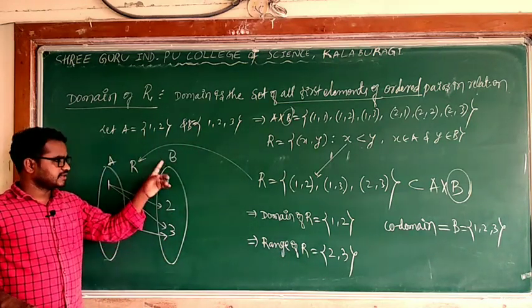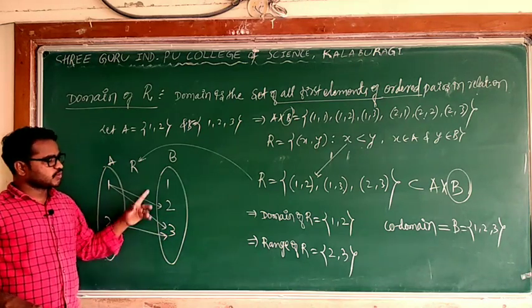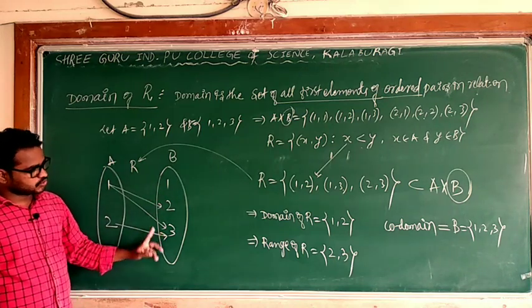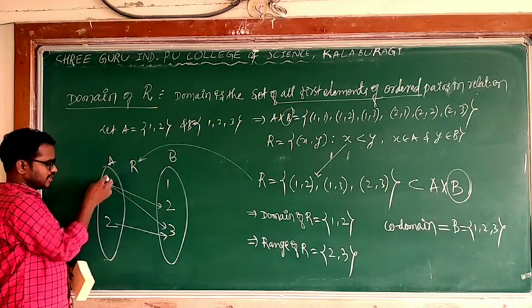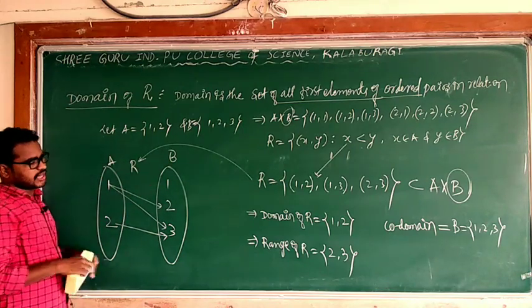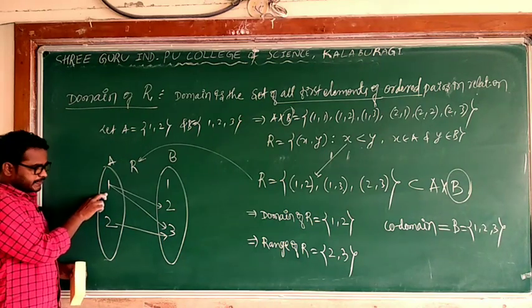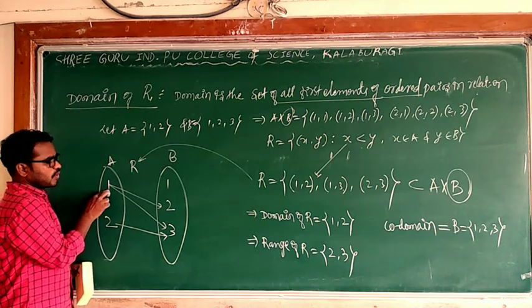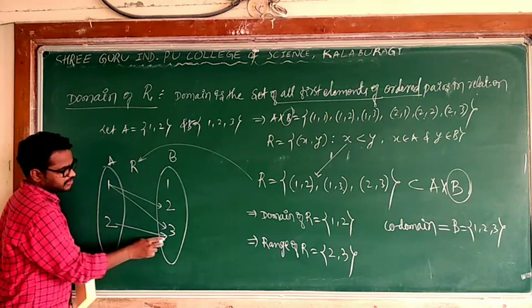Range is always the connected elements of this. So it means 2 comma 3. 1 is what? 1 is extra. I can say the whole set B, 1, 2, 3, is a codomain. B is the codomain here. A is the domain, 1 and 2 have that. So according to this arrow diagram, I can say 1 has image 2, 1 has image 3, 2 has image 3.